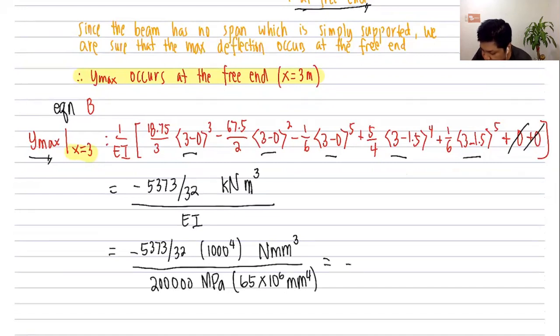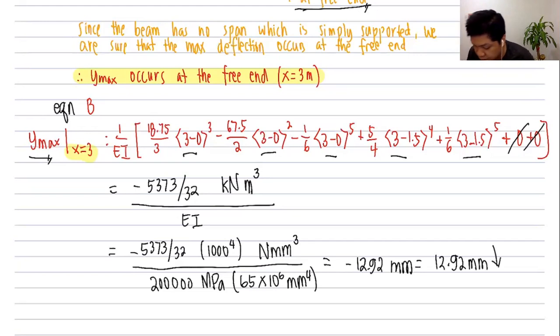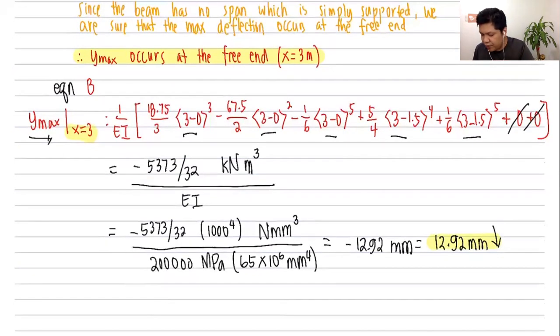Therefore, this will give me negative 12.92 millimeters, or 12.92 millimeters downward. This is now our final answer. Any questions so far? Any clarifications? So that is how to solve problems if we are trying to solve maximum deflections using the double integration method.